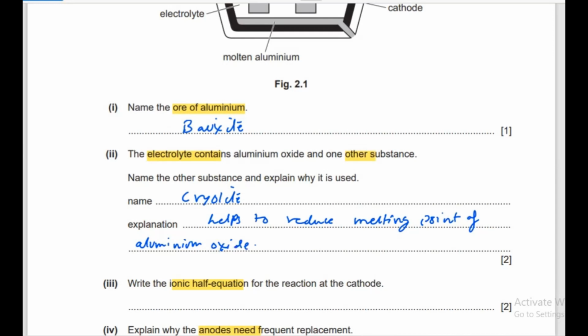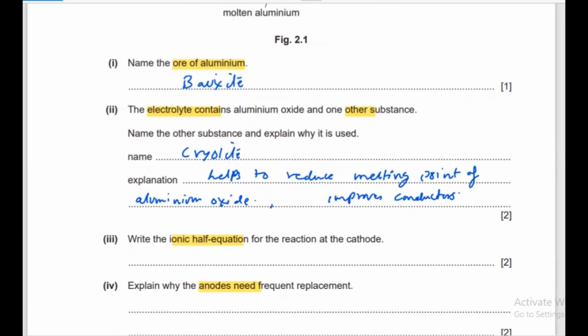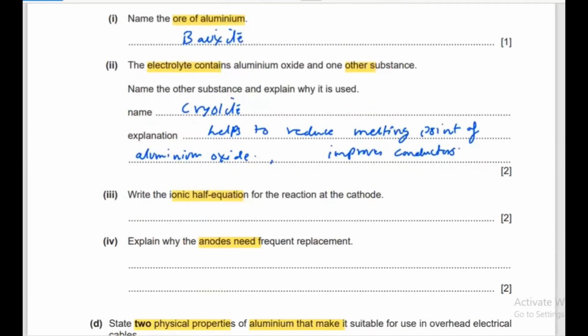When we add cryolite to bauxite or aluminium oxide, the impurity causes a reduction in melting point, so the melting point will reduce. It also helps to improve conductivity, because it produces more ions, and when there are more free ions, that improves the conductivity.